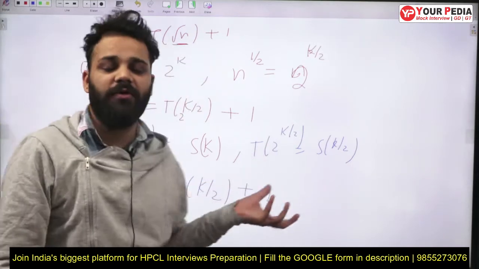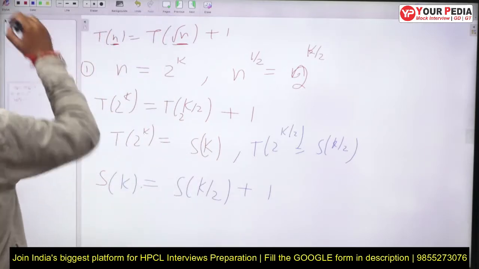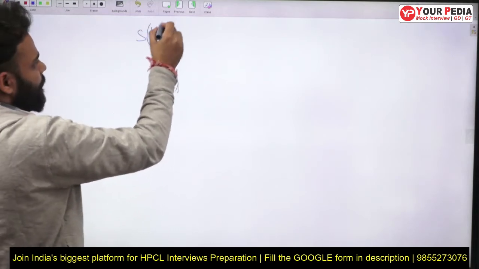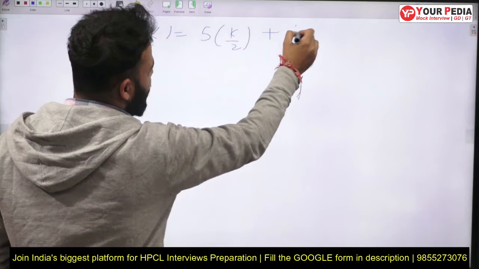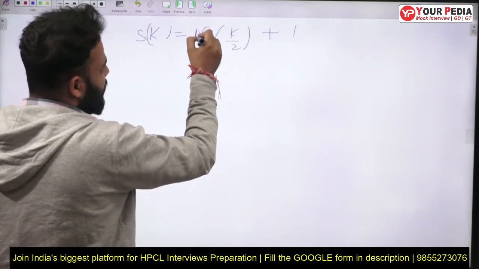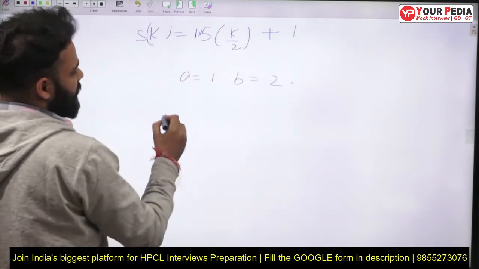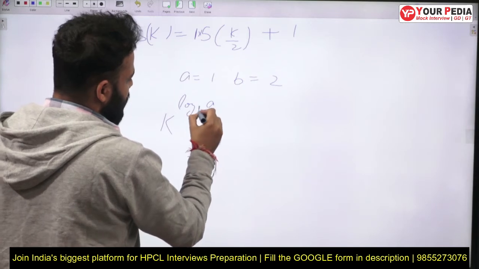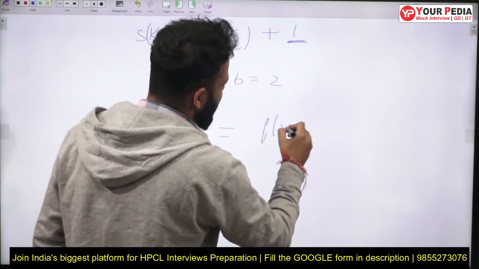Now this is a form on which we can apply the master theorem. Now it is very easy to solve this. How can you solve this using the master theorem? S of k is equal to S of k by 2 plus 1. Now for the master theorem you will compare, this is a 1 here. Now a is equal to 1, b is equal to 2. So you will compare k raised to power log b a with this function. This function is, let's say, f of k.